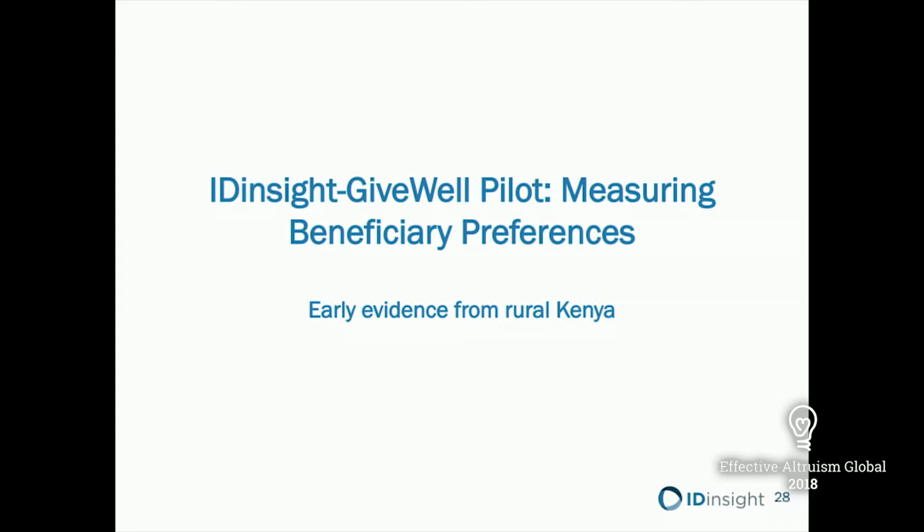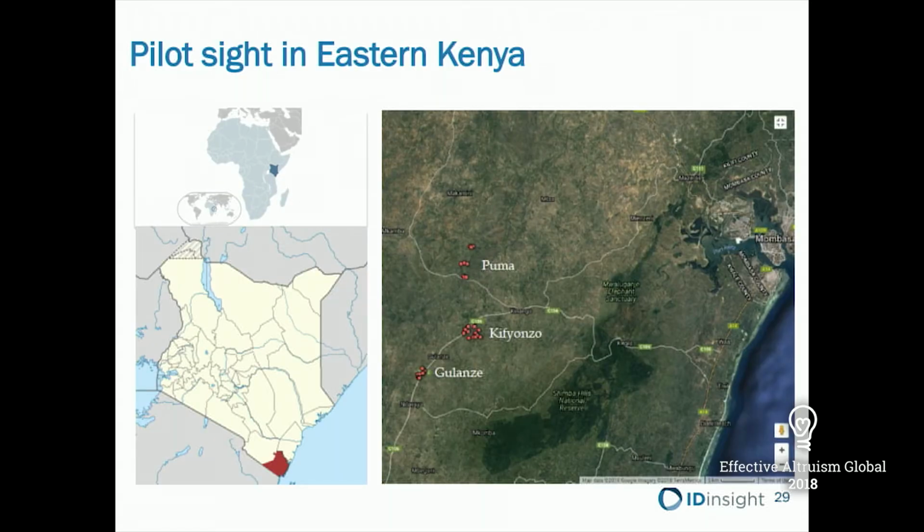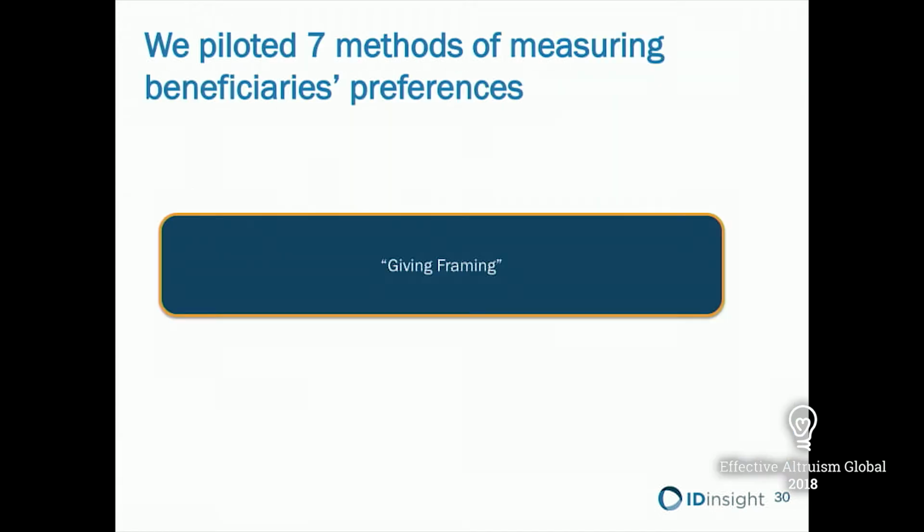And so what can we do about this? So IDinsight and GiveWell are partnering to try to better measure beneficiary preferences and incorporate them into resource allocation decisions. So we did a pilot in rural eastern Kenya. We piloted 7 different methods of measuring preferences. I just want to highlight one, which is the giving framing.